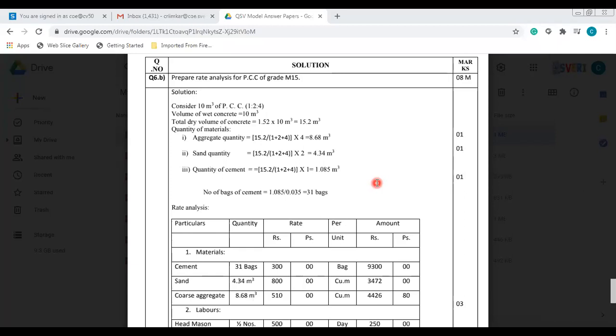ठीक है? So how much quantity that you require? In cubic feet or in meter cube? Anything you can take. Okay, anything you can take.